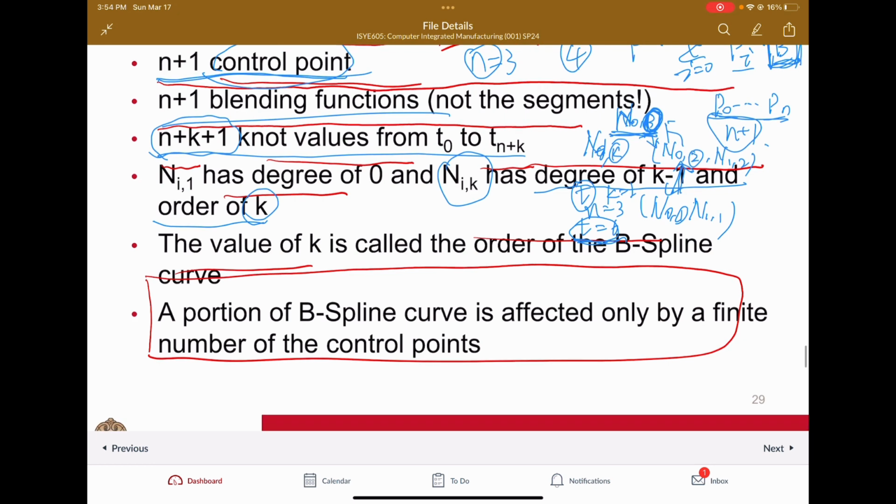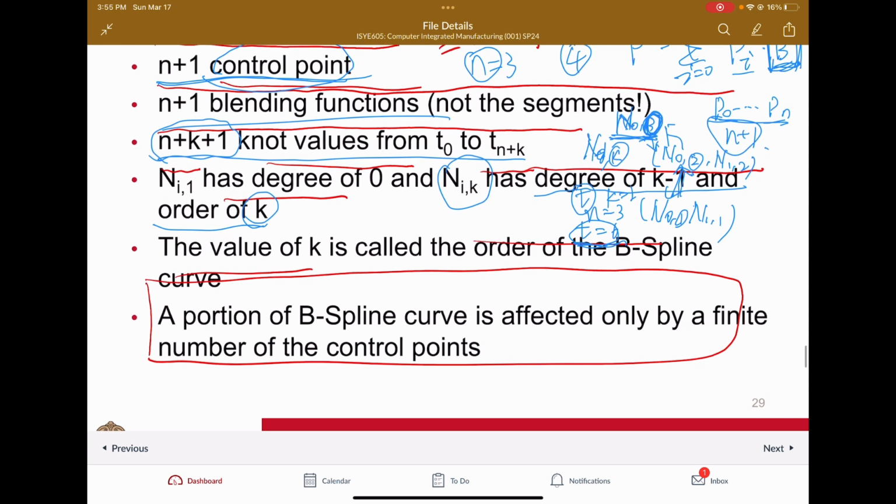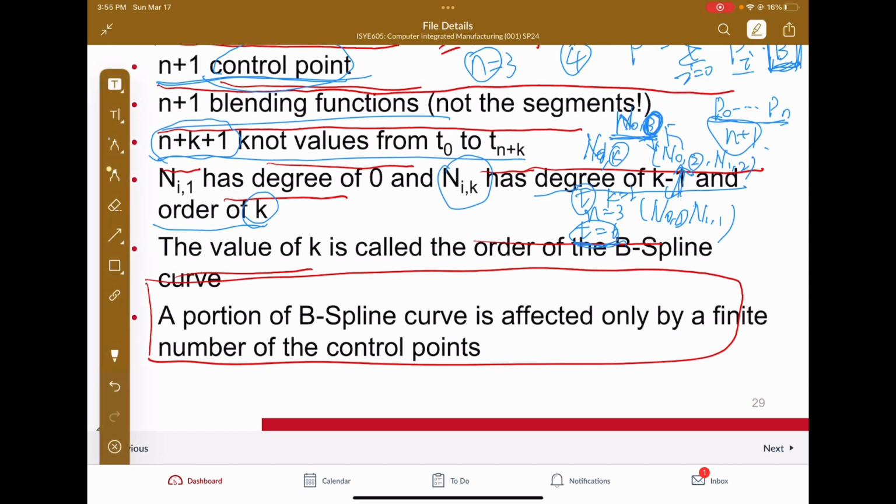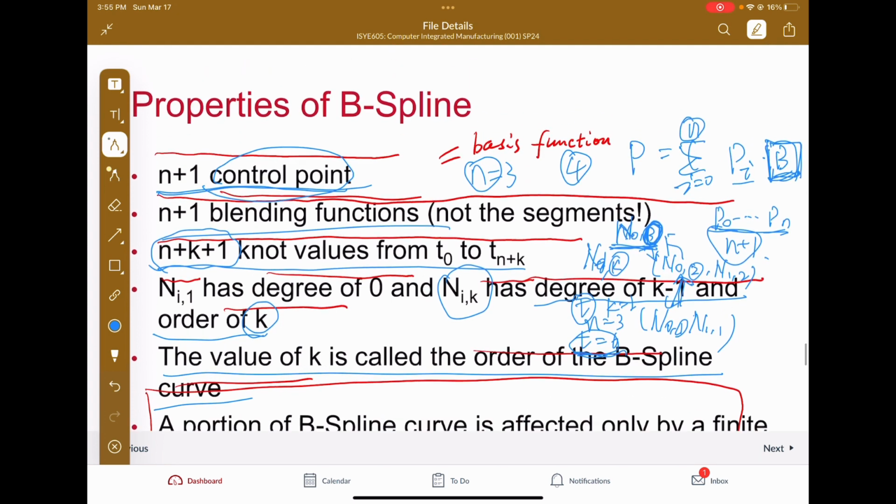This is another weakness of the Bezier line, and we solve it this way. Right now we have a separate order of freedom, which is k, and we have local controllability of this curve. The value of k is called the order of the B-spline. So that is the B-spline.